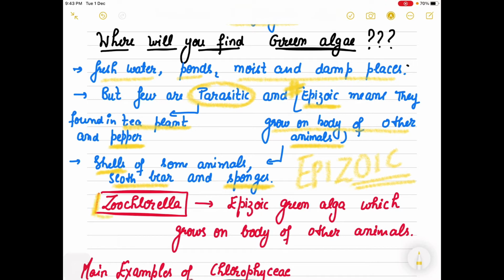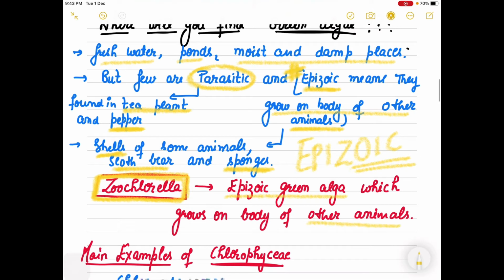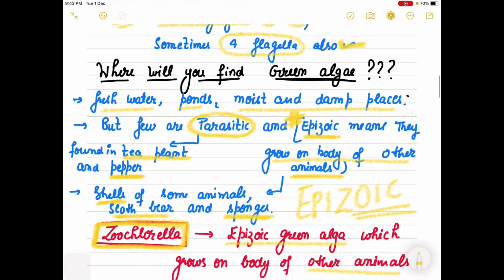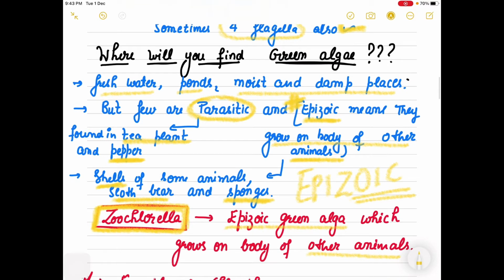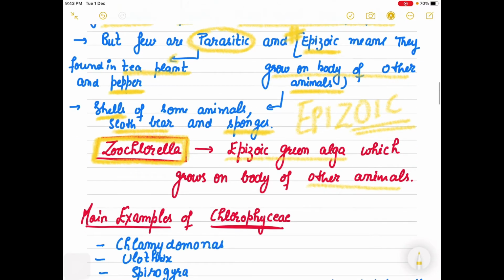Zoochlorella, for your NEET preparation, please mark it differently. Zoochlorella is an epizoic green alga which grows on the body of other animals. So the epizoic feature is clear to all of you: those algae, when they grow on the body of other animals, if they are parasitic, can be found on the tea plant, and on the pepper plant.